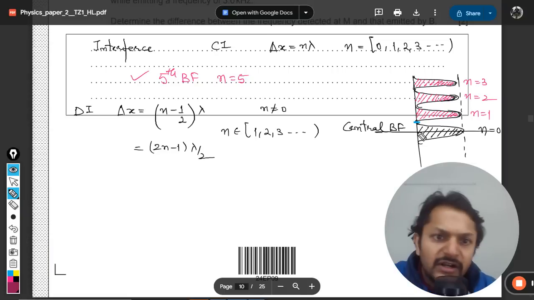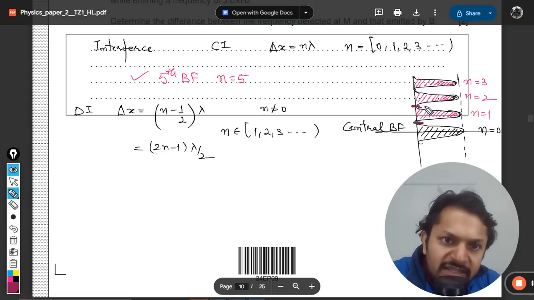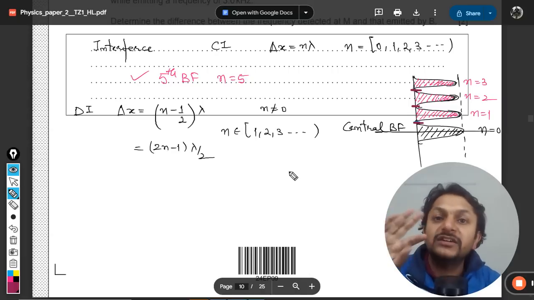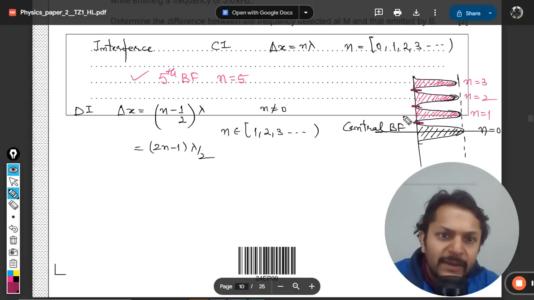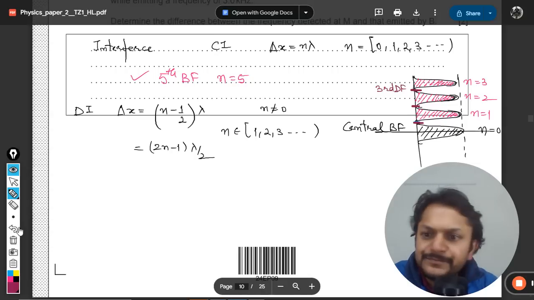Let me choose another color. Yeah, this one. This is the point where the destructive interference occurs. This is the point which is the second destructive fringe. This is the point which is the third dark fringe. I'm going to name them now. This is the third dark fringe.